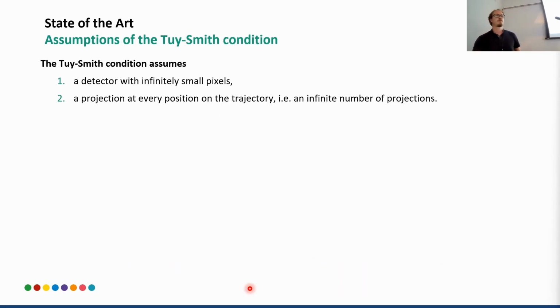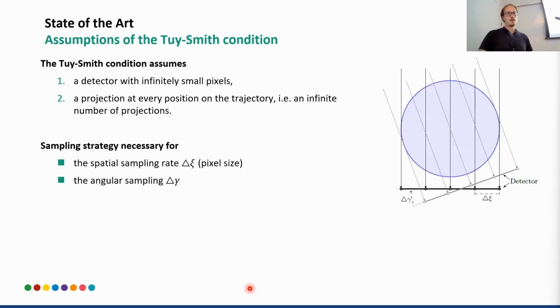The problem is that Dewey made some assumptions. First of all, he assumed a detector with infinitely small detector pixels, which is impossible. And secondly, he assumed a projection at every position on the continuous trajectory, which means an infinite number of projections. That's impossible too. So we need a sampling strategy for the pixel size, spatial sampling, and a sampling strategy for the angular sampling. Normally, it's a number of projections. So if that's a detector, we need the distance of these measuring points, and then we need the angle of different projections.